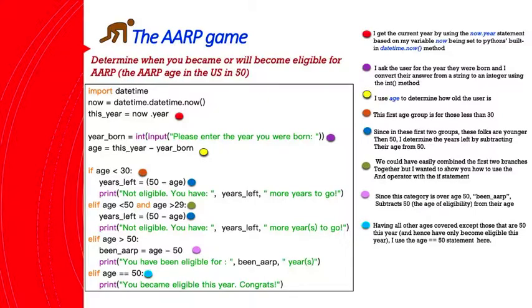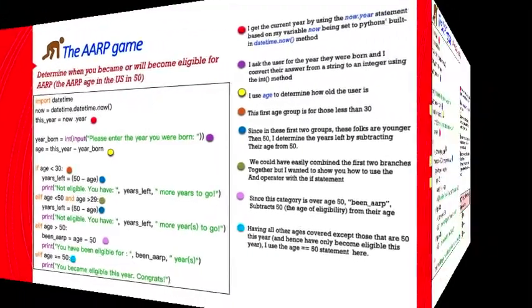Now that light purple dot, since the category here is over age 50, my variable, bin ARP, subtracts 50, the age of eligibility, from their age. Finally, light blue, or this turquoise color, having all other ages covered except those that are actually 50 this year and hence have only become eligible this year, I use the age equals 50 statement here.